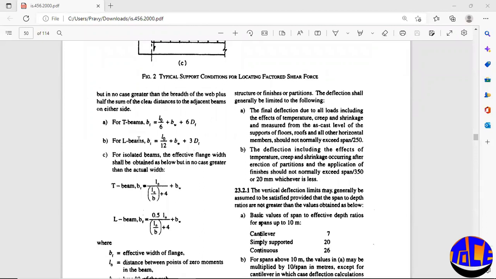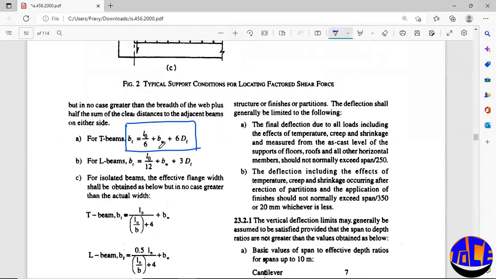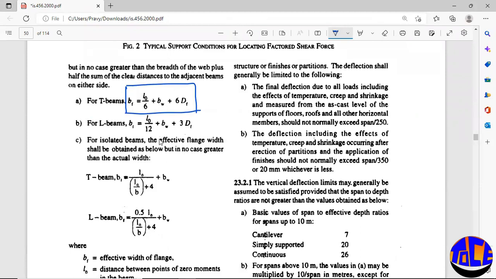So here you're having effective width formulas. For T beam, the effective width of flange is equal to, so this is the formula, BF is equal to L0 by 6 plus BW plus 6 DF. Similarly for L beam, this is the formula, L0 by 12 plus BW plus 3 DF. Simply for L beam, we are taking half of T beam, that's it.